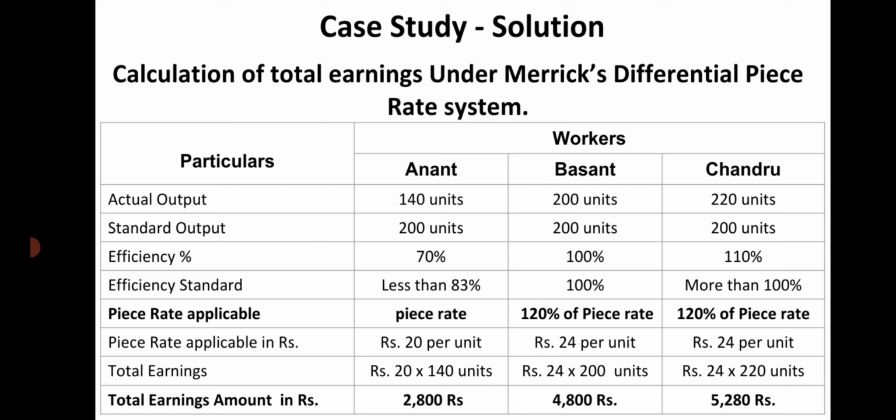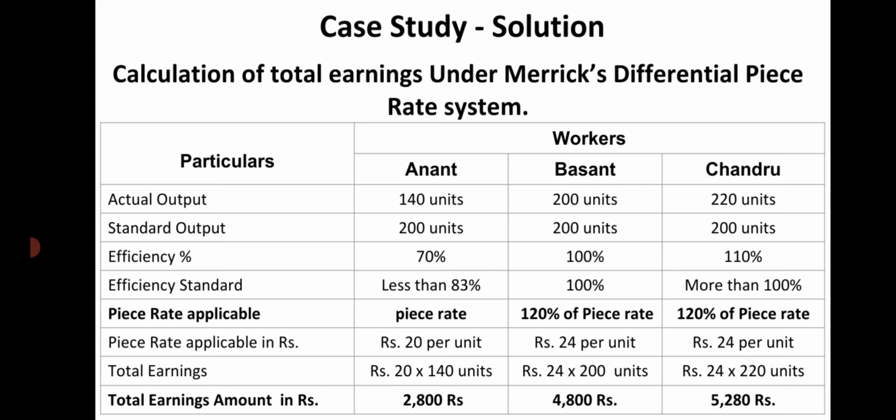Then we will go to Merrick's plan. Once again, our actual output is 140, 200 and 220 units, standard output is 200 units for all, and efficiency is 70, 100 and 110% for the three workers. Now we have to consider whether efficiency is less than 83%. If he comes less than 83%, only the normal piece rate is allowed, for Anand. Basant is at 100% efficiency, so 120% of piece rate is given to him. Chandru is more than 100%, so he is also eligible for 120% of piece rate.